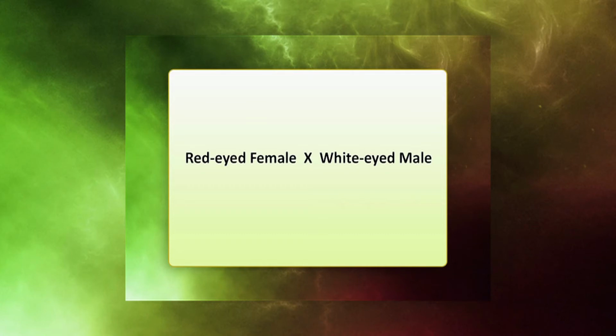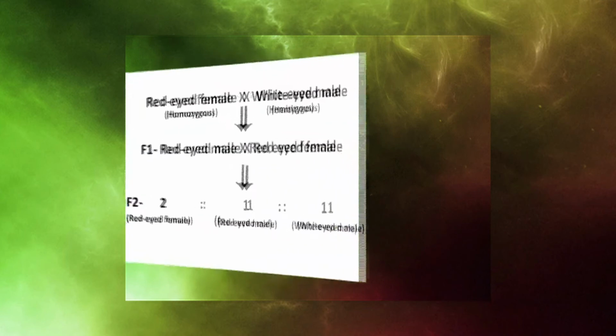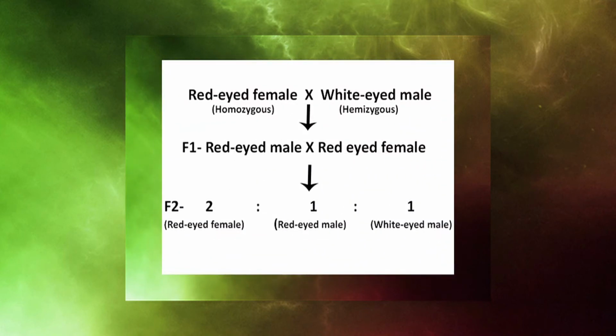Red-eyed female cross with white-eyed male. If a homozygous red-eyed female fly is mated with a hemizygous, that is, having a single allele for a trait, white-eyed male fly, all the F1 flies, irrespective of their sex, are red-eyed.